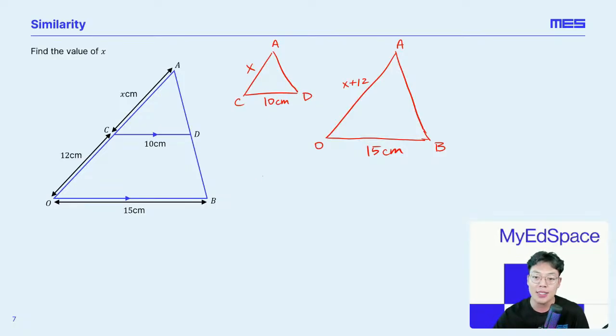So now we have x is to 10 as x plus 12 is to 15. Not equal to, but is to 15.